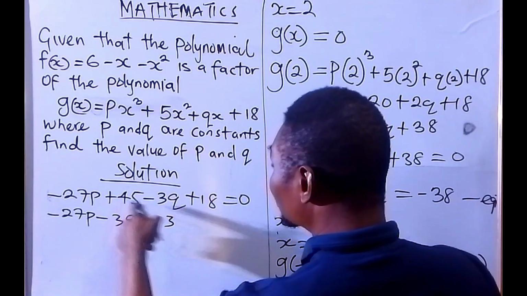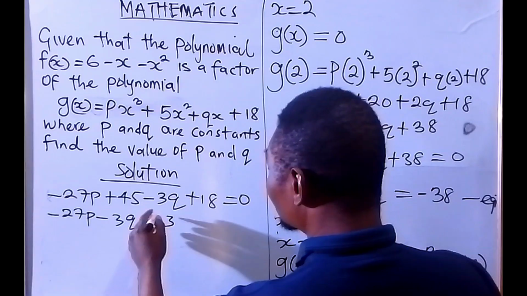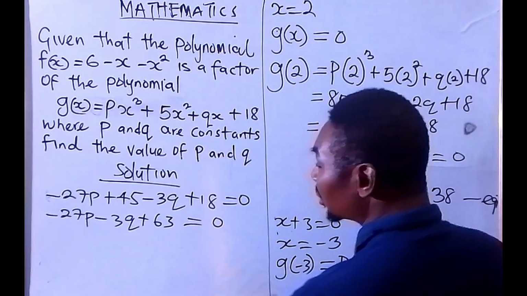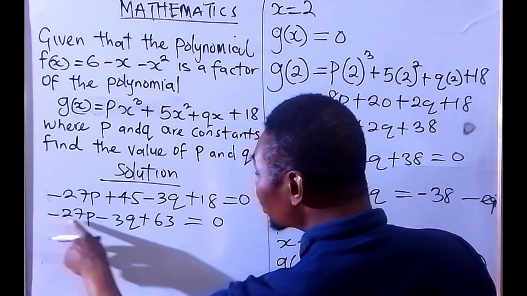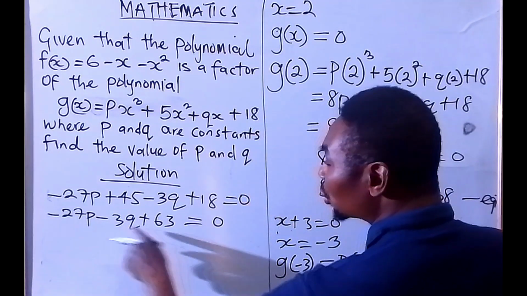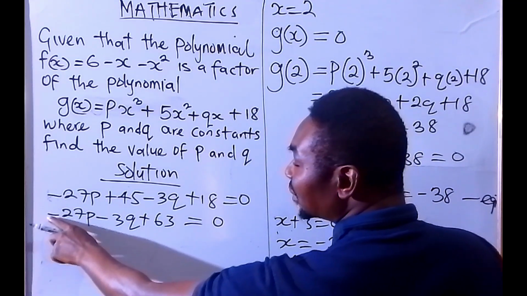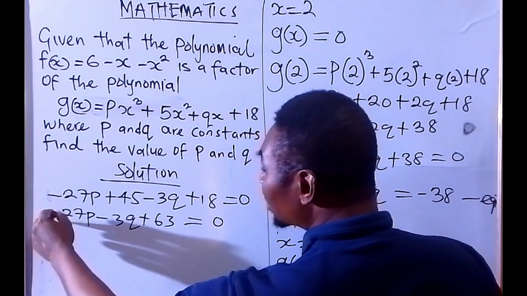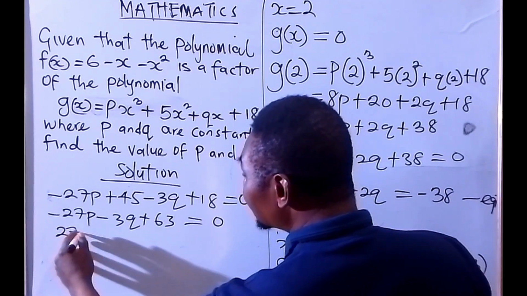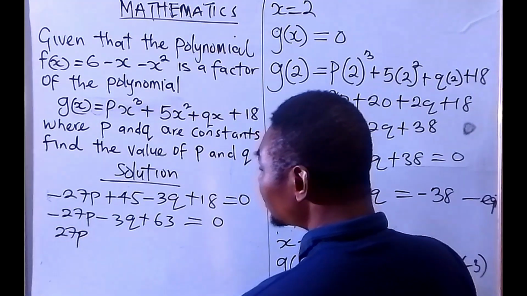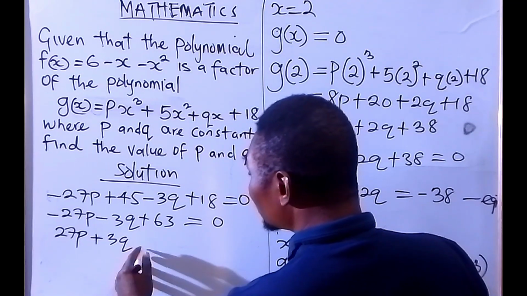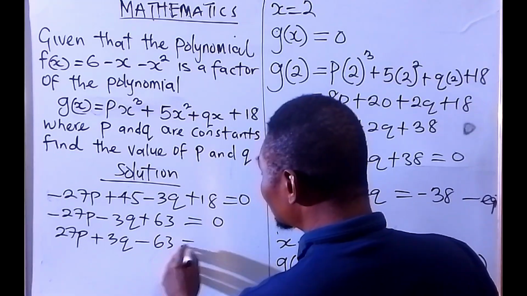Then 1 plus 4 is 5, plus 1 is what? 6. So I have 63. So plus 63 is equal to 0. So if I multiply minus 1 all through, just to change the negative sign here, I'm going to have 27p plus 3q minus 63 is equal to 0.